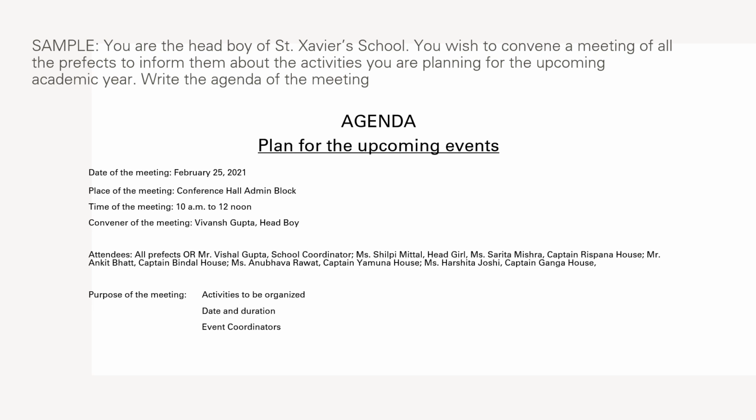And then you have to state the purpose of the meeting, wherein you write in bullets the activities to be organized. That means you are asking people to come prepared with what kind of activities can be kept for the upcoming session, and then when you want to organize those activities. You will have to have a discussion on that, and who will be coordinating those events. So this is how an agenda is written. Now, reading this document, whoever is coming to attend the meeting would know that we are required to do this kind of task in the meeting.